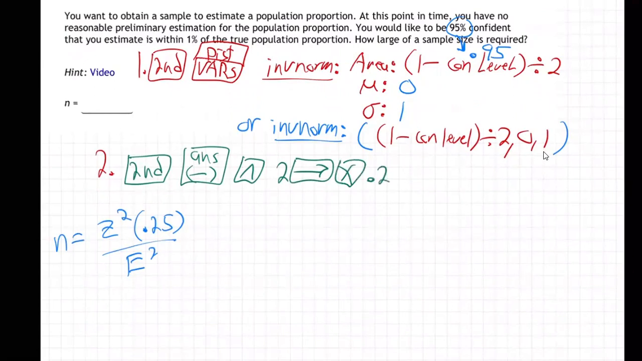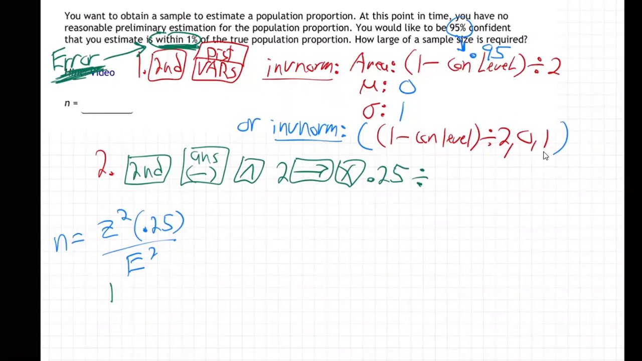times 0.25 divided by the error, which in mine, the error is right here. The error is the within. Whenever they say within, they're giving you the error margin because you want your estimate within 1%. That means within an error of 1%. That's the margin of error. In the rest of the problems, they'll use the word within.